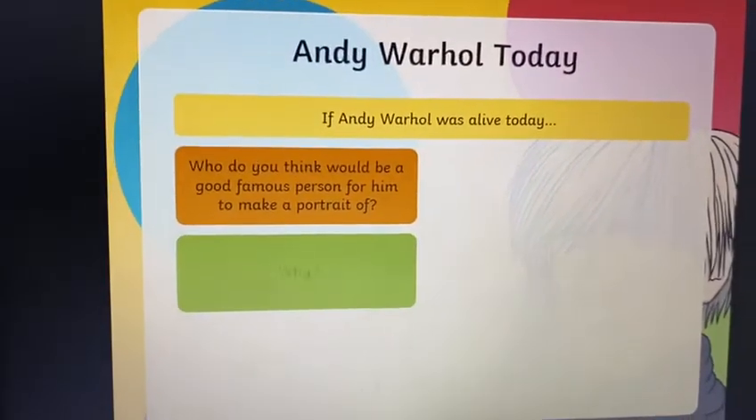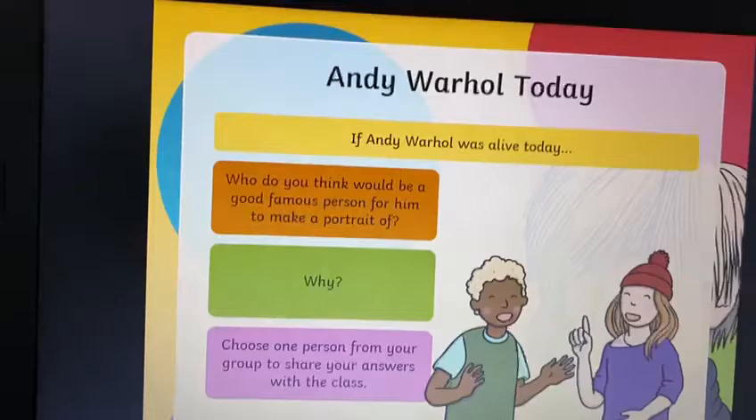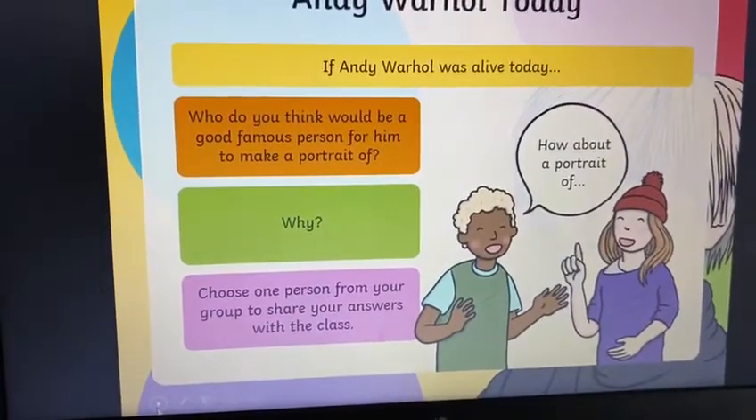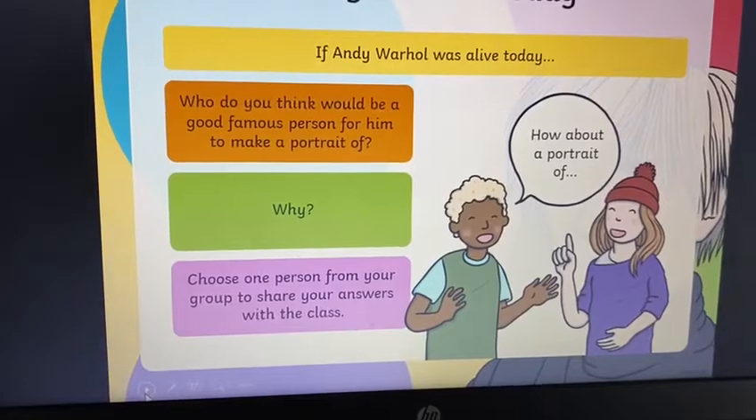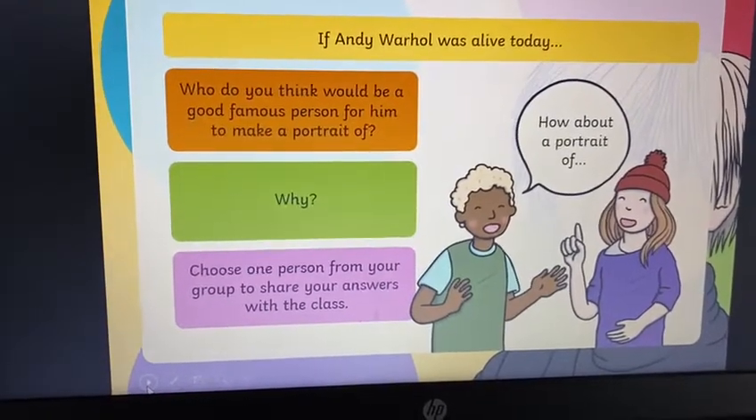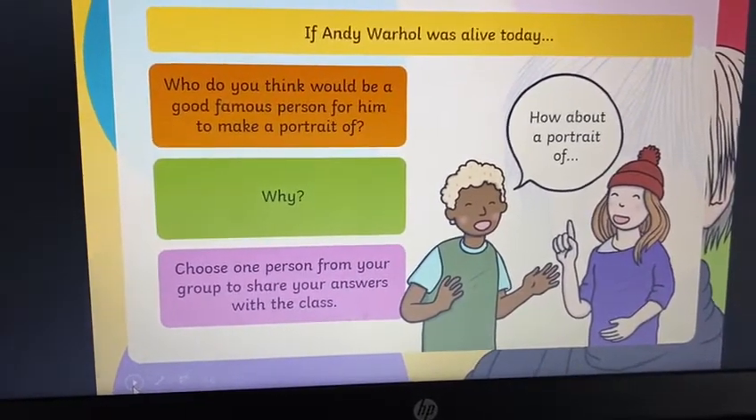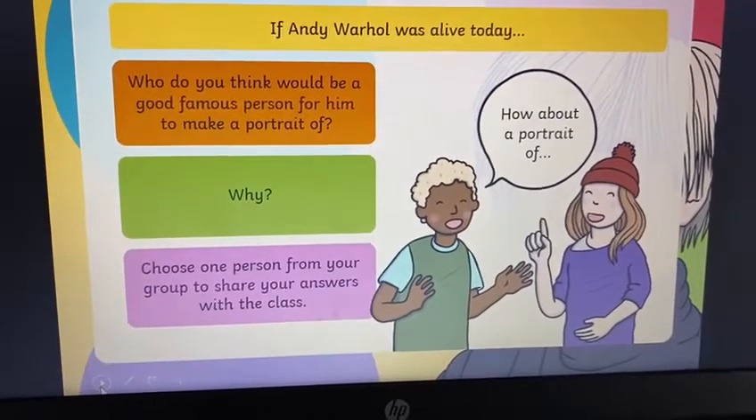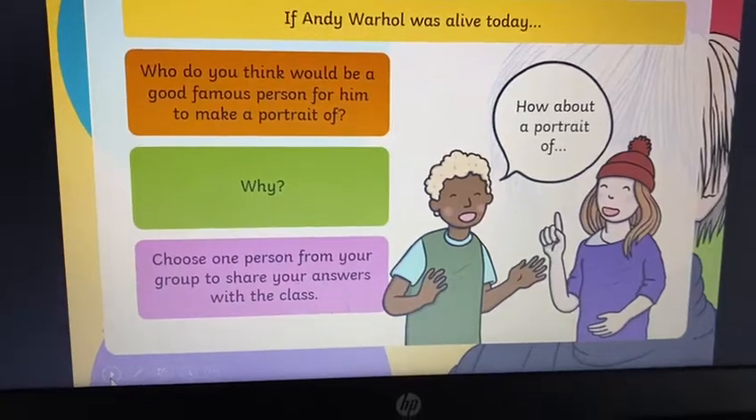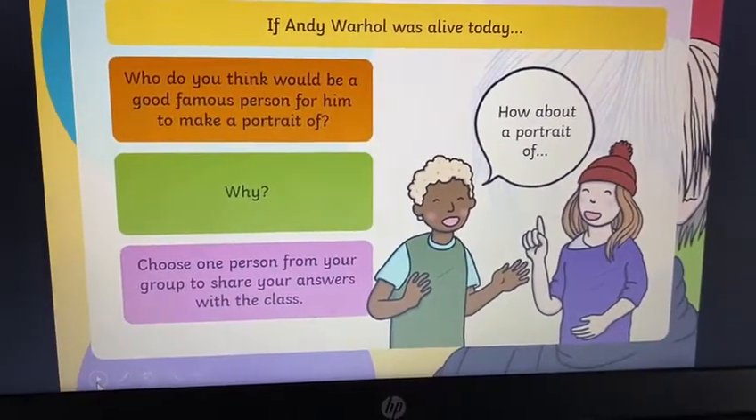Okay, so if Andy Warhol was alive today, who do you think would be a good famous person for him to make a portrait of? Why do you think that that famous person would be a good person for him to make a portrait of? And it says on here, choose one person from your group to share your answers with the class.